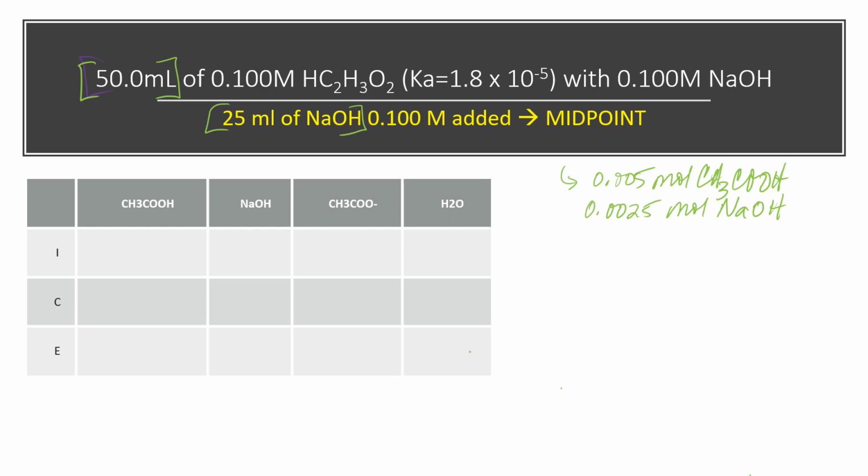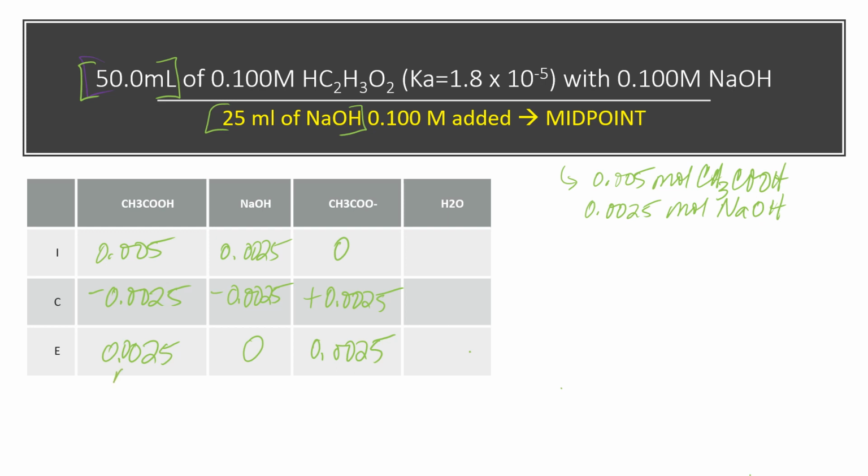Let me show you how this looks in the ICE chart. 0.005 here, 0.0025 here. All of this gets consumed. Left with 0 here, 0.0025 here. Half of this is remaining. Oops, left out a 0. Start from 0 over here, plus 0.0025 here, 0.0025. Keep in mind this is mole, right?